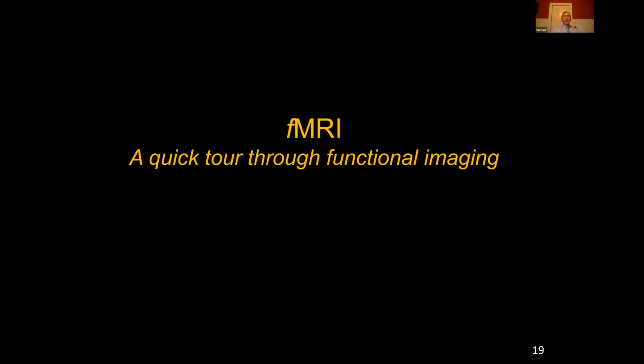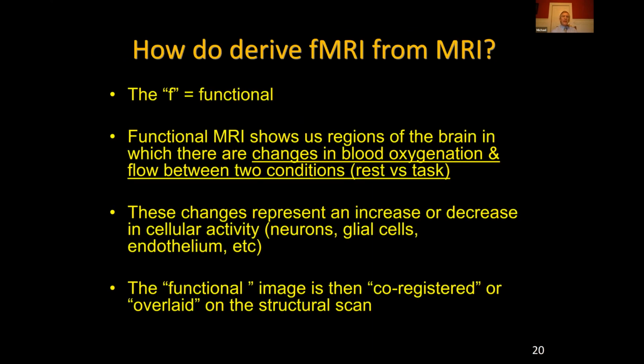I just want to talk a little bit about functional MRI, and then we'll get into what some of our sleep disorder patients show. So the difference between MRI and functional MRI is the F stands for functional, and the functional MRI shows regions of the brain in which there are changes in blood oxygenation between two conditions, rest versus task. So really, the challenge of fMRIs is a high noise to signal. So we have about 5% signal, 95% noise in the signal. So it takes a lot of processing.